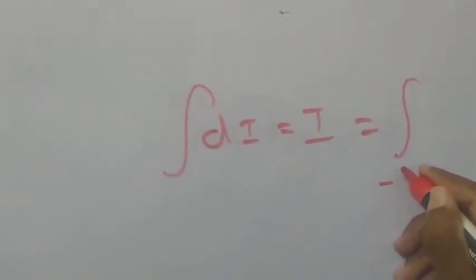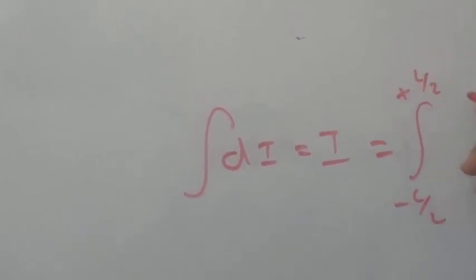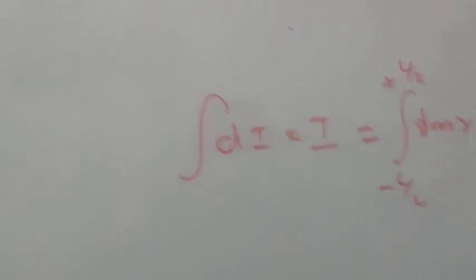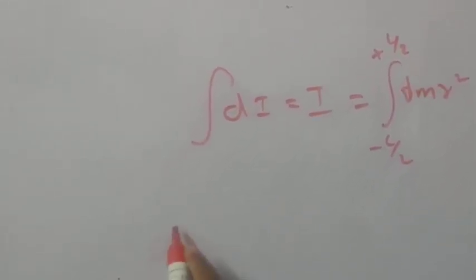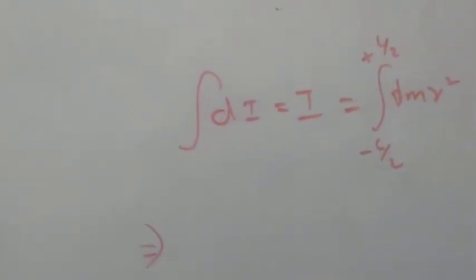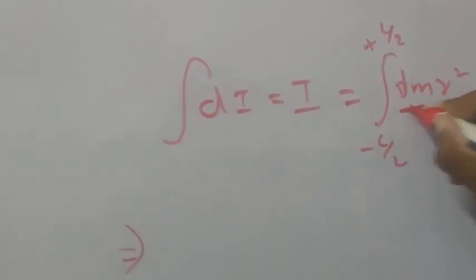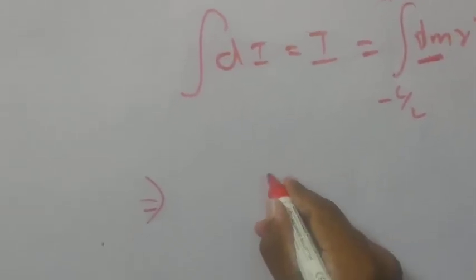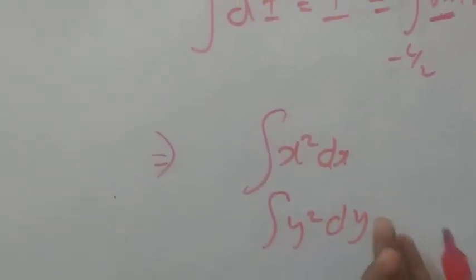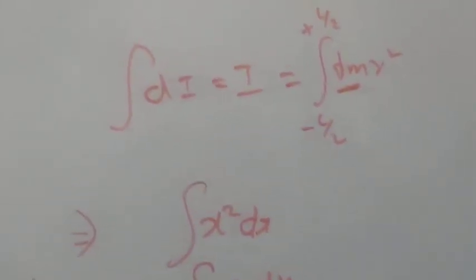The integration of dI, which is I, is nothing but the integration from minus L by 2 to plus L by 2 of dm r square. How do we integrate this? First of all, see the variable: it's dm and dr. We usually integrate like x square dx or y square dy, but there's a different variable here. How to integrate it?